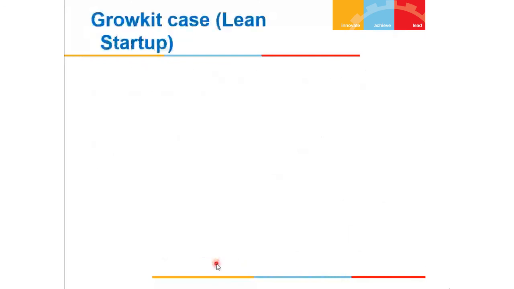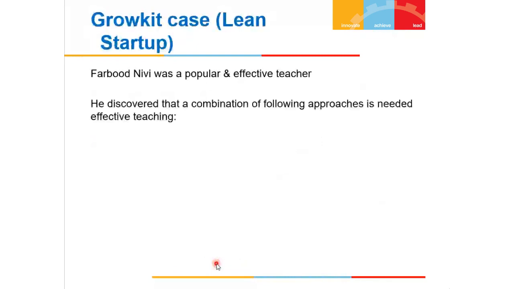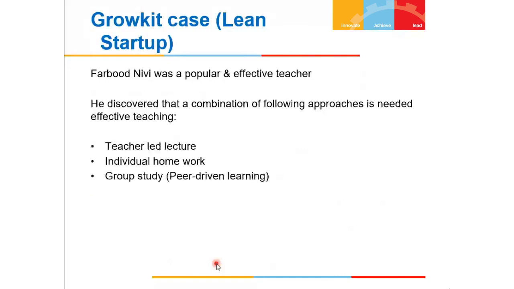Let's take a look at an example of a company called GrowKit. It was an edtech company, an education technology company. Farbod Nevi was the founder, and he was a very popular and effective teacher. He discovered that a combination of the following approaches is needed for effective teaching. One is teacher-led lecture, second is individual homework, and third is group study. If you have a combination of all these three, then the learning is more effective. That is what he found.